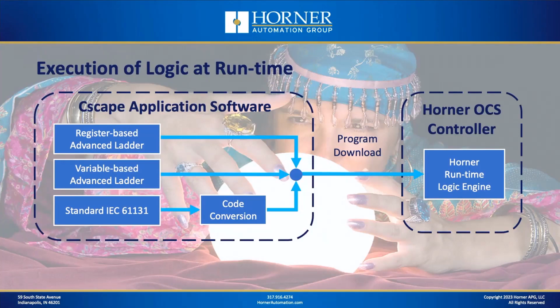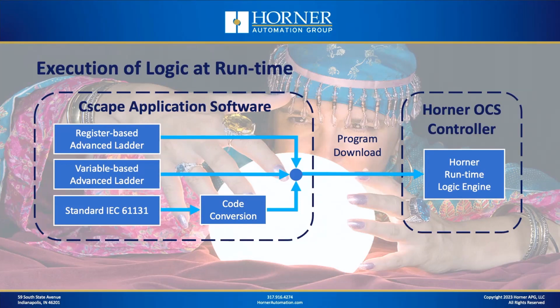Now, let's talk about how this all works at runtime. Okay, so on the left, we've got the application development software, which is Cscape. Every option is free. Cscape is free. And what we have there is we've got register-based advanced ladder, variable-based advanced ladder, and standard IEC. And for the first 2 options, the ladder options, you can see that after you develop your program and do your download, the code is directly downloaded into your OCS and executed by the Horner Runtime Logic Engine.